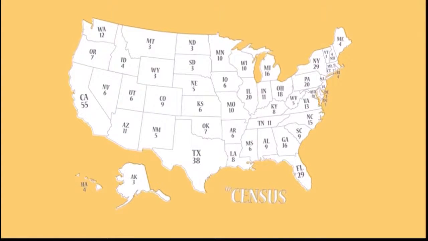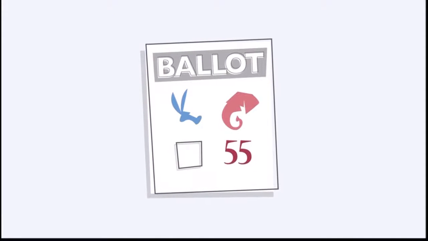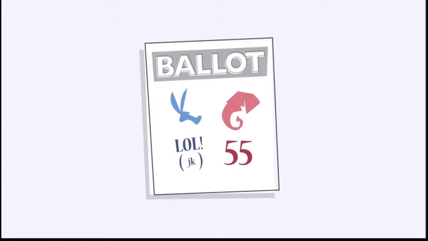The census is conducted every 10 years, so every time the census happens, states might gain or lose a few electoral votes. Let's say you're a voter in California, a state with 55 electoral votes. If your candidate wins in California, they get all 55 of the state's electoral votes. If your candidate loses, they get none.